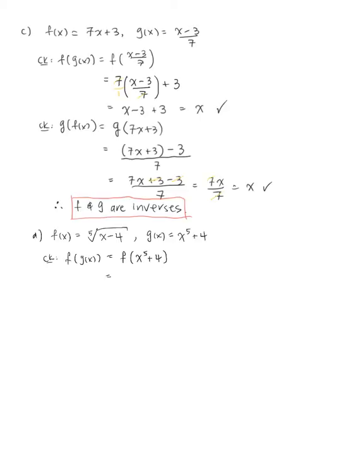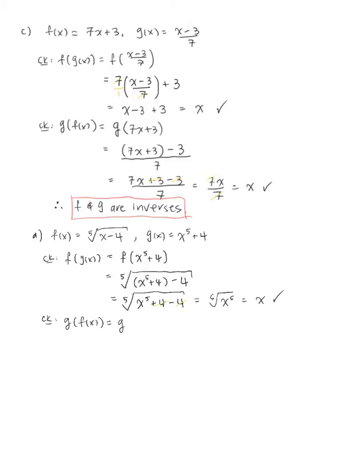So it looks like we're going to have the fifth root of x to the fifth plus 4 and then minus 4. I'm trying to do everything step by step here. So this is going to cancel out. So what do we get? The fifth root of x to the fifth. So this is going to give us x. All right, now let's check the other way. g of f of x.